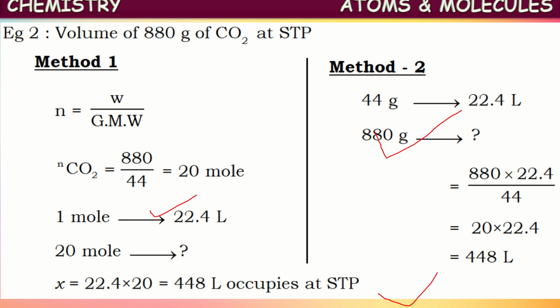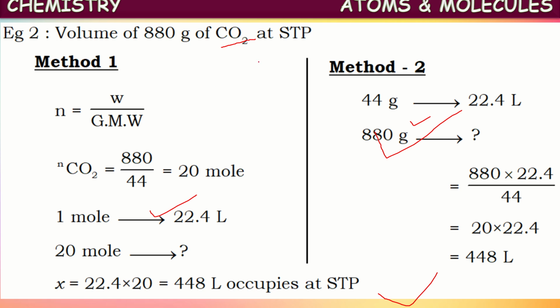In case of grams, weights, gram atomic weight occupies 1 mole. 1 mole occupies 22.4 liters. So with respect to weight also we can do. First method, with respect to number of moles. So n is equal to weight by gram molecular weight, because here a molecule is given. Now CO2 is the molecule, it is a compound. So number of moles of CO2 is weight by gram molecular weight, 880 by 44, is equal to 20 moles.